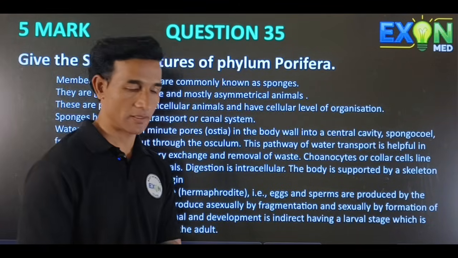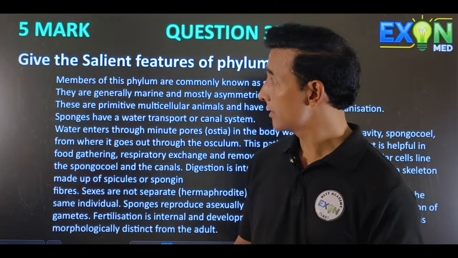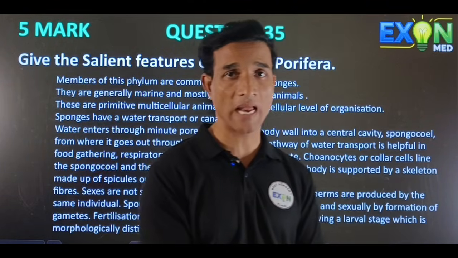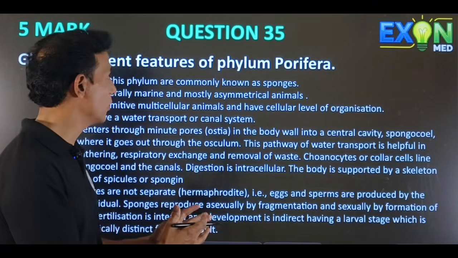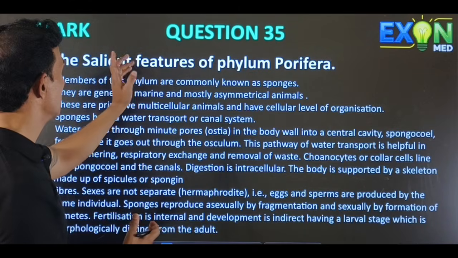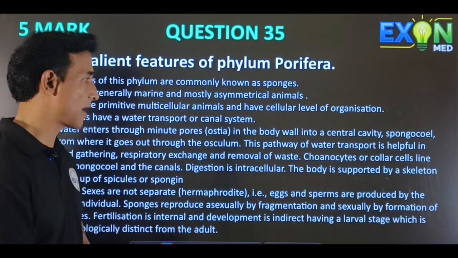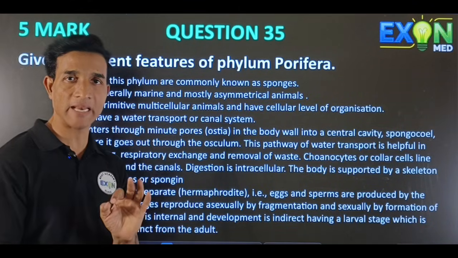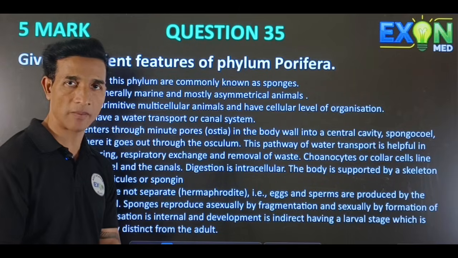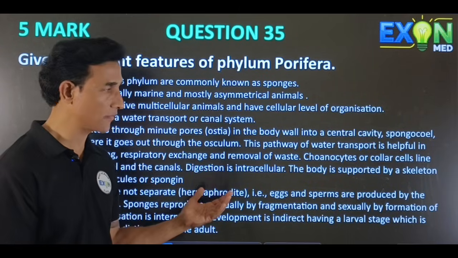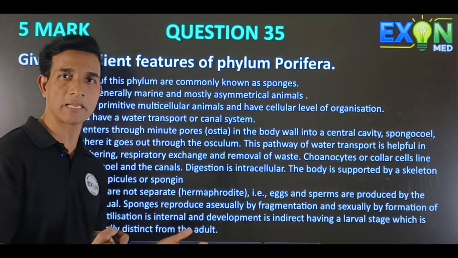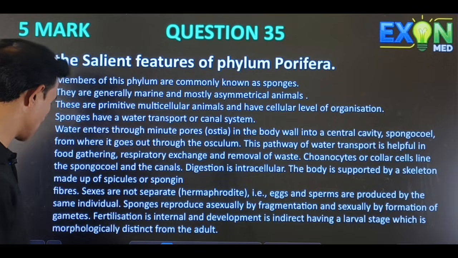Now we come to 5 marks. For 5 marks, we have a lot of things to write, so roughly I'll be going through this section. Salient features of phylum Porifera. You have to mention any 10 points for this phylum. If you want, you can take a screenshot of this, make the 10 points, and then read it yourself.